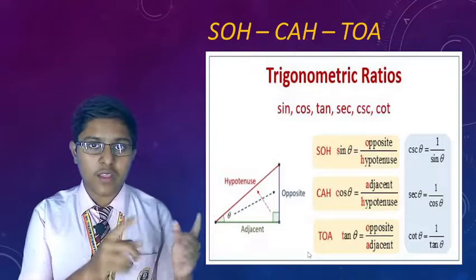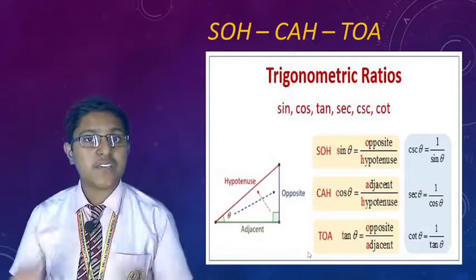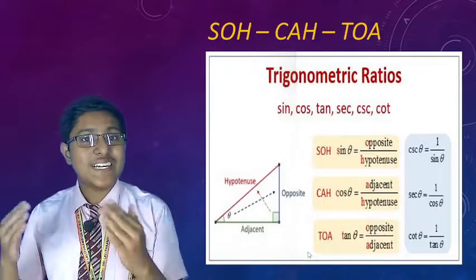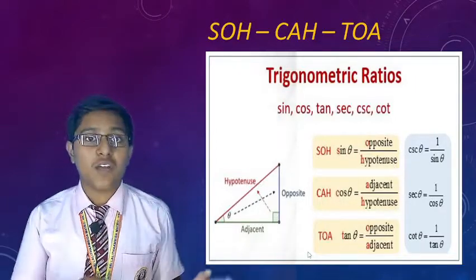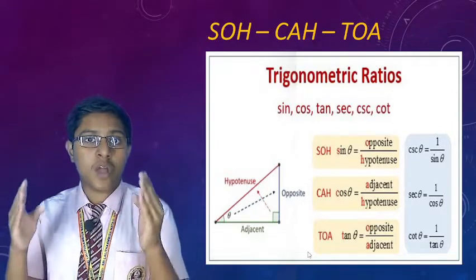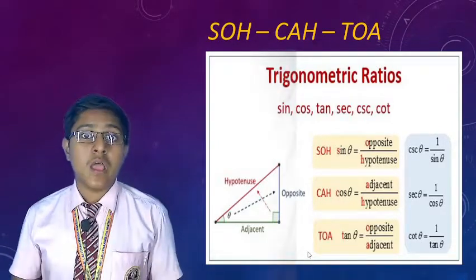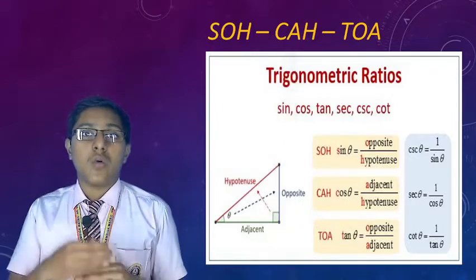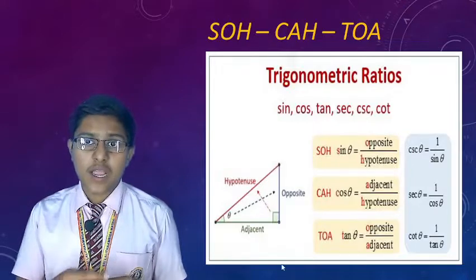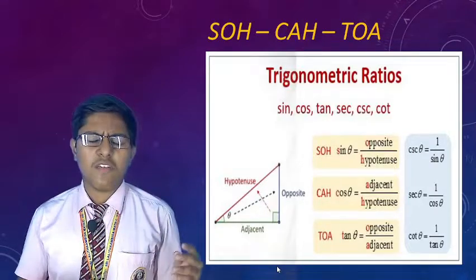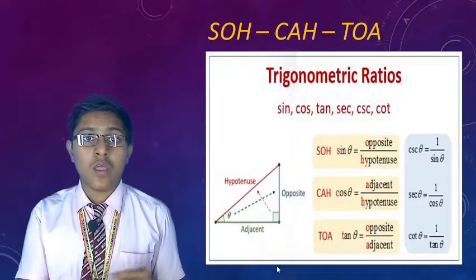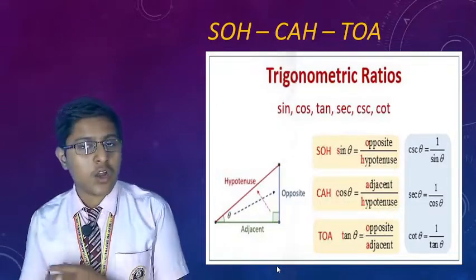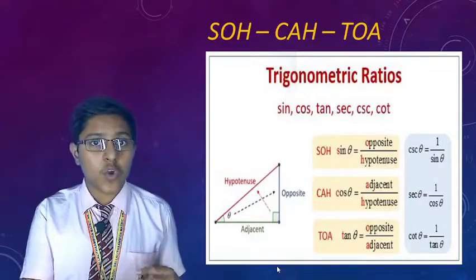So SOH: sine theta is equal to opposite divided by hypotenuse, and cosine theta is equal to adjacent divided by hypotenuse, and TOA, where tangent theta is equal to opposite divided by adjacent. And we have their reciprocals: cosecant theta, which is 1 divided by sine theta, secant theta, which is the reciprocal of cos theta, and cotangent, also called cot theta, which is the reciprocal of tangent theta.